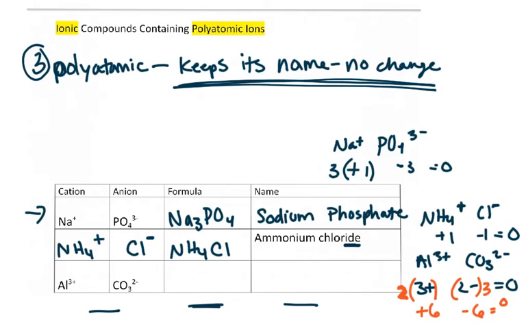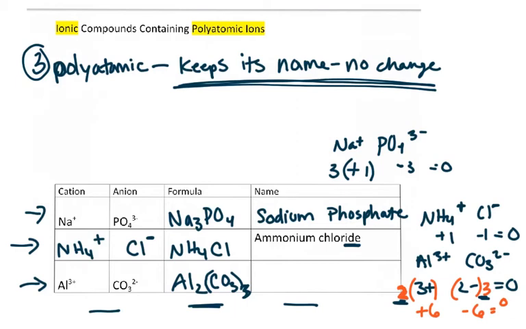Okay, so how many aluminums do I need? I need 2. And how many carbonates do I need? So CO3, how many do I need? 3. I need 3 of them, which means I need to put parentheses around it. In the first 2, I didn't need parentheses because I only had 1. But if I have more than 1 of my polyatomic ion, I need to put parentheses around it. This tells me I have 3 carbonates, and carbonate is a CO3.